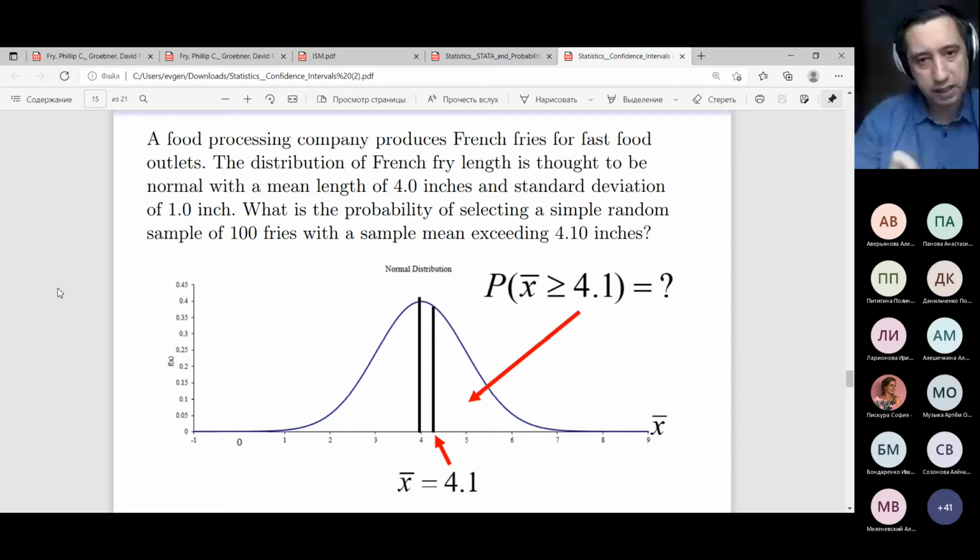Well, hence I can apply, so hence I can go further. What we are looking for? We have to find out whether our x, our sample average, exceeds this number, 4.1 inches. Well, and if we plot this case, we can find a population average. Population average is always in the middle.